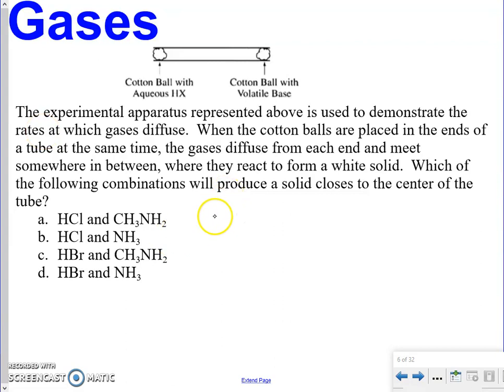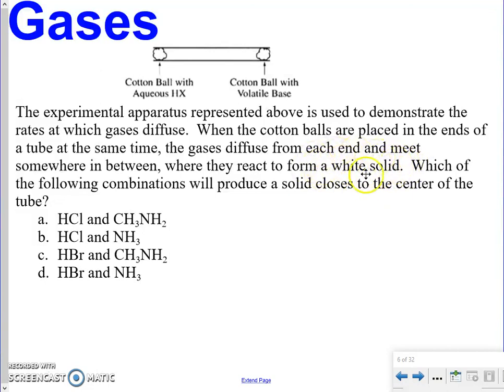An experimental apparatus is represented above, and just so you can have an idea what's going on here, we have a glass tube, and we have two cotton balls at the end of the tube. Both of these contain two substances, HX and a volatile base, which really just means that they can turn into a gas easily. So we have gases spreading throughout this tube, and the cotton balls are placed at the end of the tube at the same time. The gases diffuse from each end and meet somewhere in this middle section, where they react to form a white solid. So this is the key.